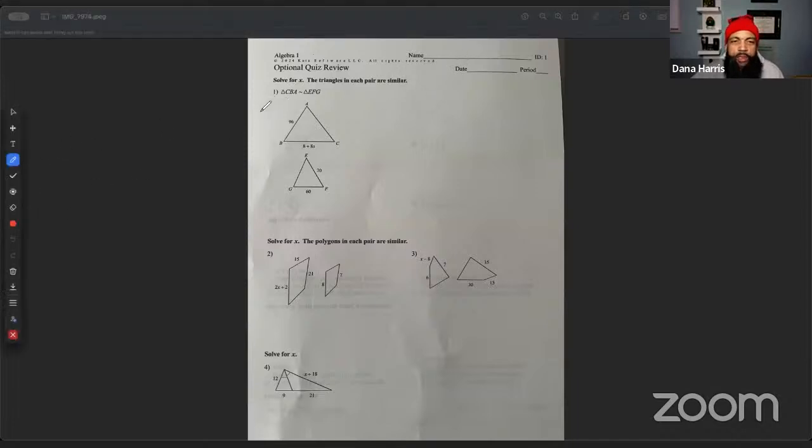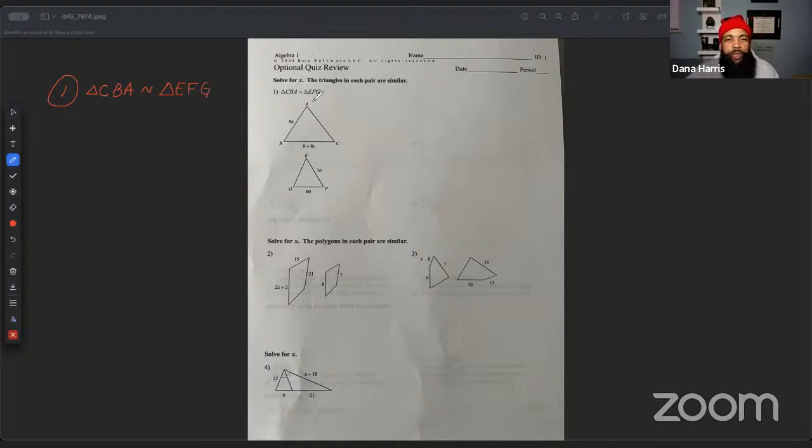So notice it says, solve for x. The triangles in each pair are similar. So here we have two sets of triangles, but we're going to focus on this similarity statement that's made. It says triangle CBA is similar to triangle EFG.